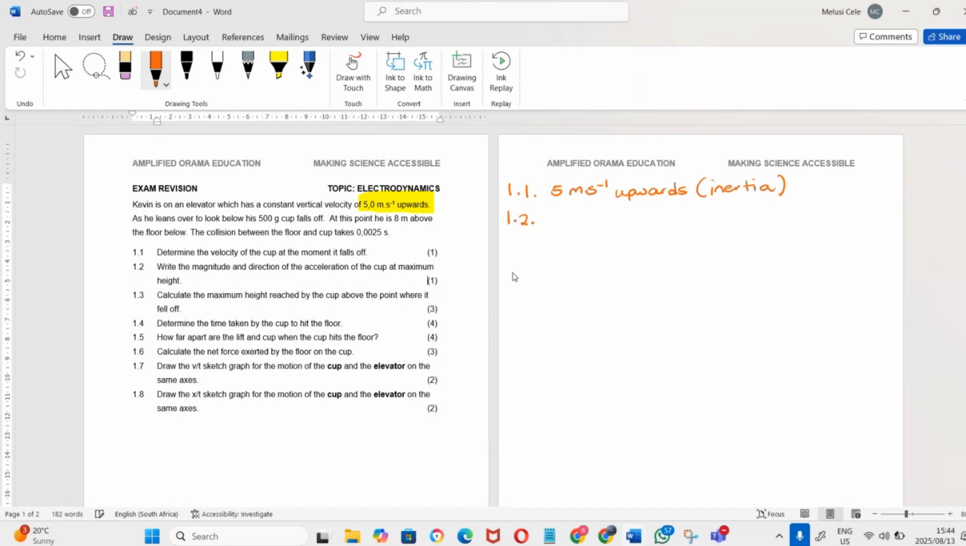1.2 says write the magnitude and direction of the acceleration of the cup at maximum height. So at maximum height, we know that is the turning point of the cup before it actually starts accelerating downwards. So at that particular point, the velocity is 0, but the acceleration, the gravitational acceleration, is 9.8 meters per second squared, and that is acting downwards.